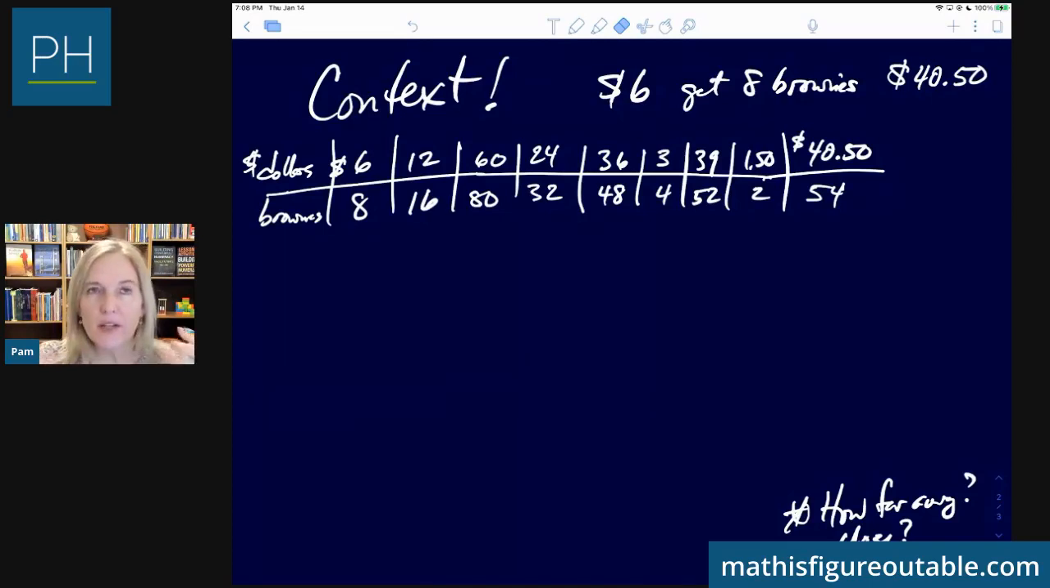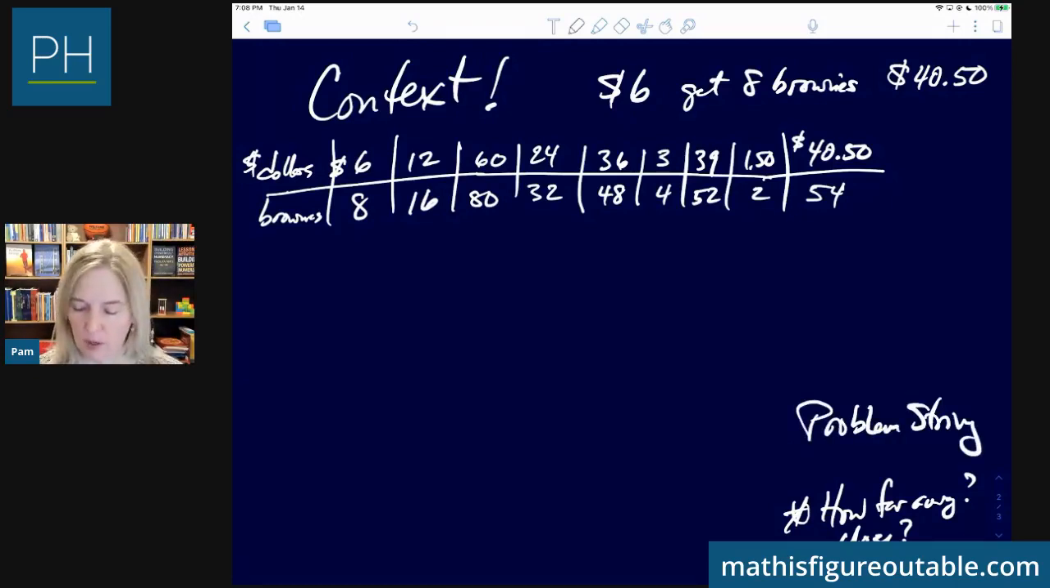Now, I would want to nudge students using problem strings. And so let me write that down here. Problem strings. If you're not sure what a problem string is, I'll talk more about where you can learn more about those later. I would want to use problem strings to help my students get better at being more efficient problem solvers.